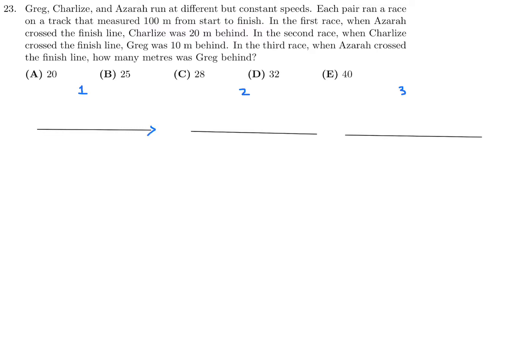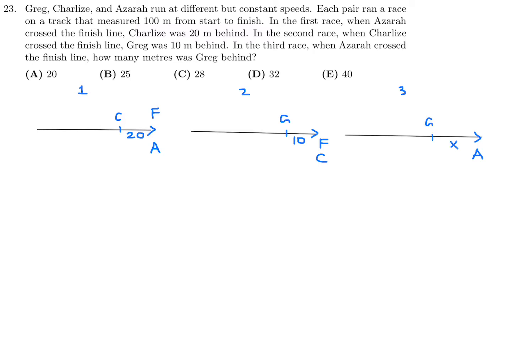So in the first race, when this is the finish line, who wins here? In the first race, Azara crossed the finish line first, and Charlize is 20 meters behind. So Charlize is approximately here, and that's 20. And then in the same kind of scenario, second race, Charlize crosses the finish line, and who's second? Greg is now here. He's second, and he's 10 meters behind. And in the last race, Azara crosses the finish line, and Greg is the person that we have to figure out. Where is Greg? So Greg is a certain amount of distance behind.